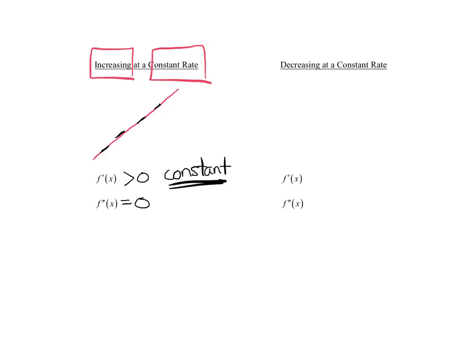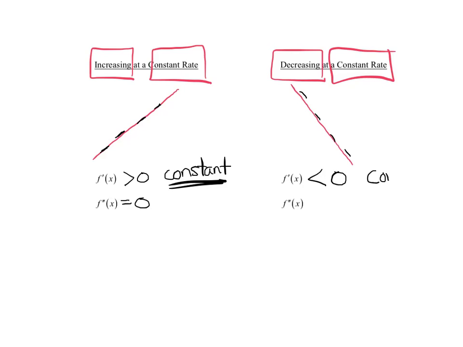Let's try decreasing at a constant rate. Again, this part is telling me that my function is decreasing if I were to walk on it from left to right. At a constant rate, obviously meaning that my slopes are the same. So here, this function is decreasing at a constant rate. Again, my slopes here, here, here, and here, they're all the same. So because my function's decreasing, f prime is less than 0, and again is still a constant. Therefore, f double prime, again, is equal to 0.